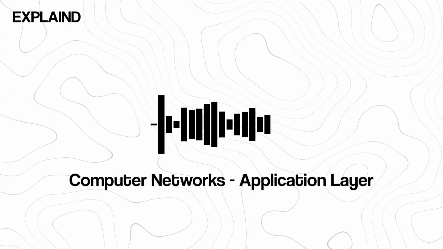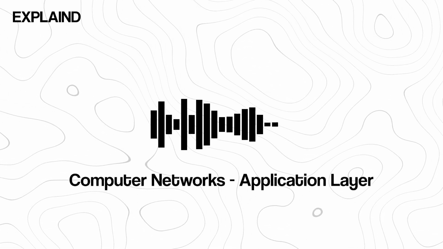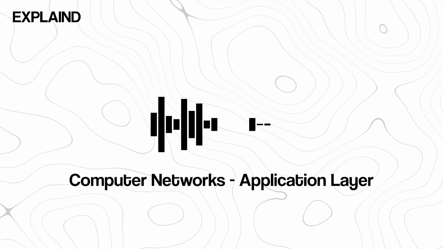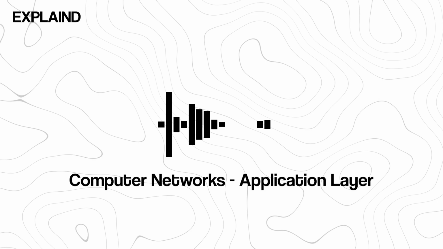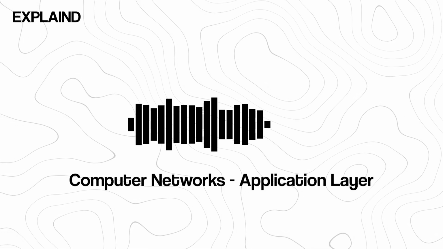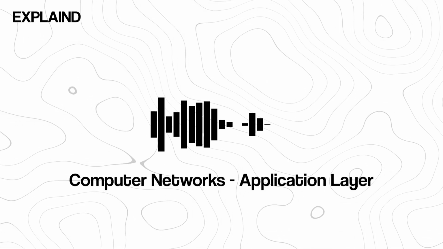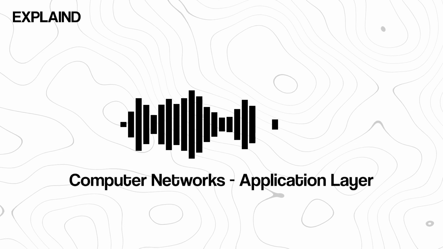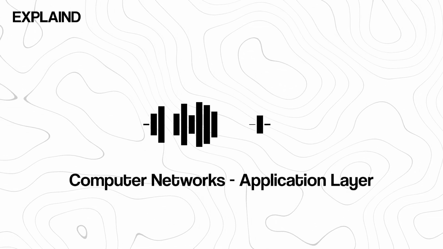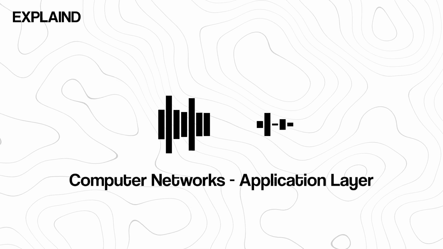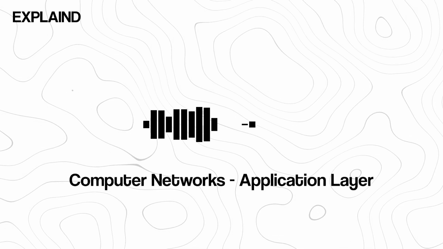Exactly. Following the status line are headers similar to those in the request, providing additional information about the response. And finally, the response might contain the actual content being requested, like the HTML of a web page, an image file, or a video stream. So it's all very structured, with each part of the message playing a specific role. Exactly. And over the years, HTTP has evolved to become more efficient and powerful.